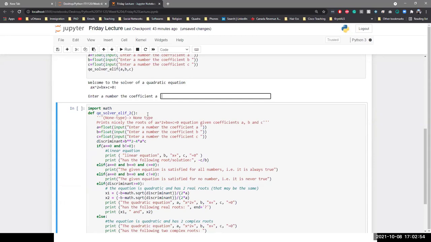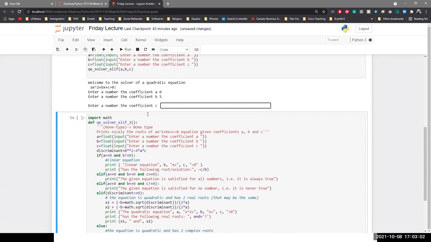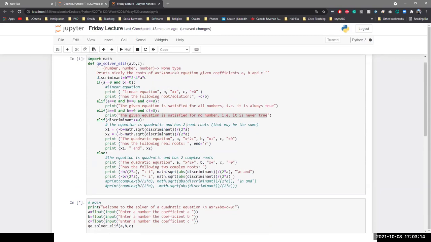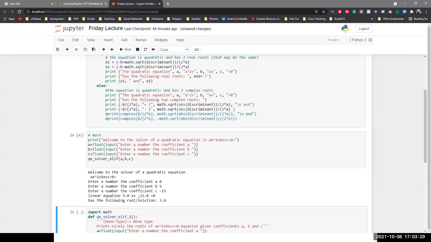Now, let's test the linear part. So A equal to zero, B, I'm gonna enter B equal to five, and C equal to minus 15, okay? Now, what do you think the function will print? It will print the linear equation and its root. So the linear equation is 5x minus 15 equal to zero, and the root is equal to three, okay?